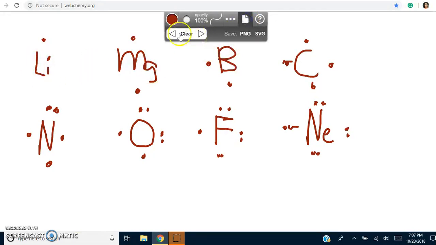So let's try to draw the Lewis dot structure for methane, which is CH4. Just remember that hydrogen can only hold 2 electrons and carbon can hold 8 electrons. So let's start one by one first. I'm going to start with carbon. Carbon is our central atom because it is the only one. There's 4 hydrogens and there's 1 carbon.